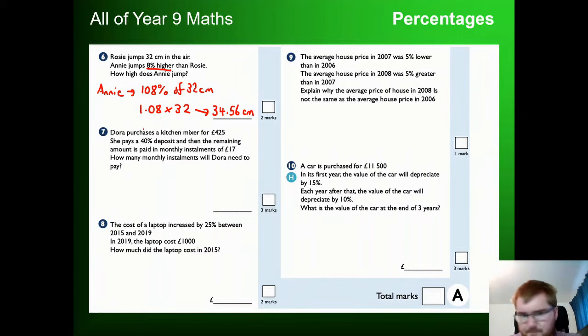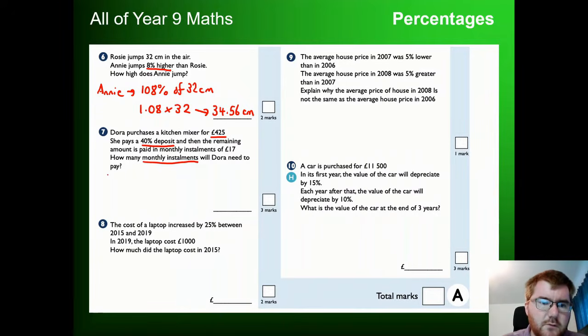So Dora's back again. She purchased a kitchen mixer for £425. She pays a 40% deposit, so she pays 40% of that amount of money, and then the remaining amount left is paid in monthly instalments of £17. How many monthly instalments will Dora need to pay? So we need to do this nice and logically and take it step by step.